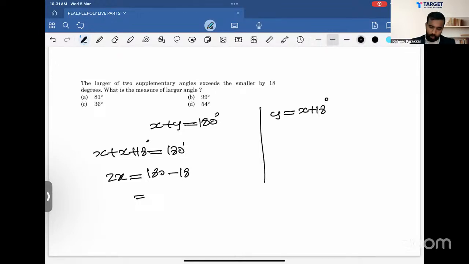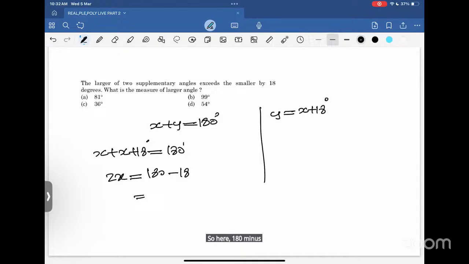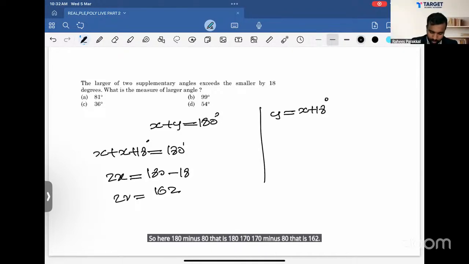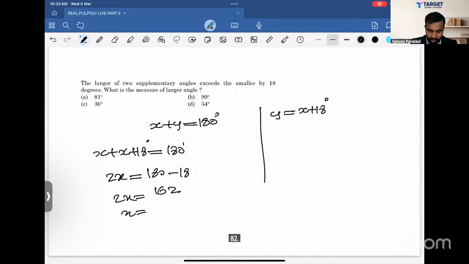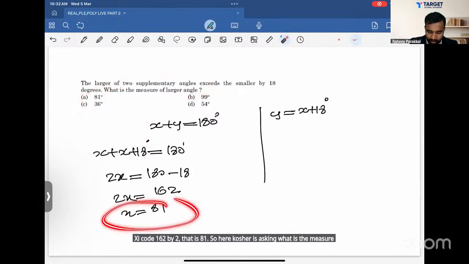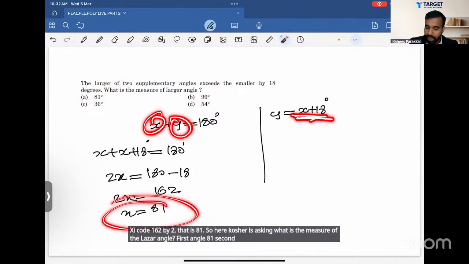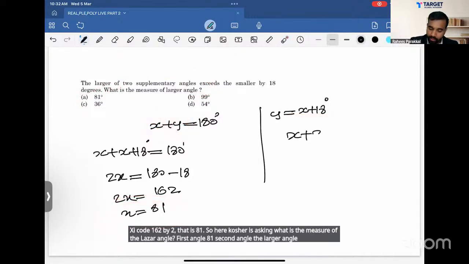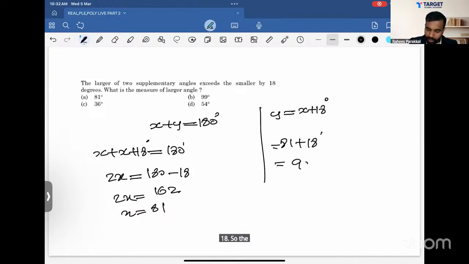Fine. So here 180 minus 80, that is 170 minus 80, that is 162. x equal to 162 by 2, that is 81. So here the question is asking what is the measure of the larger angle? First angle 81, second angle the larger angle. So 81 plus 18, the angle would be 99. 99 is the correct answer. Option B is the correct answer.